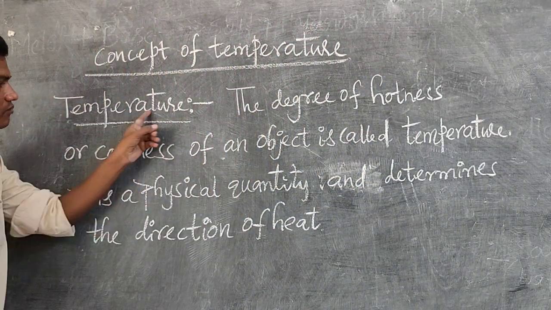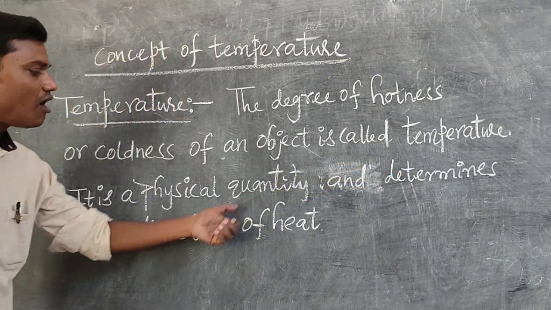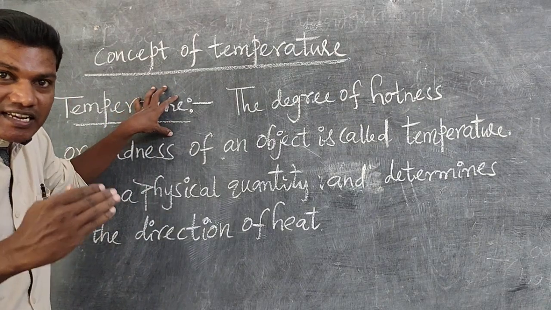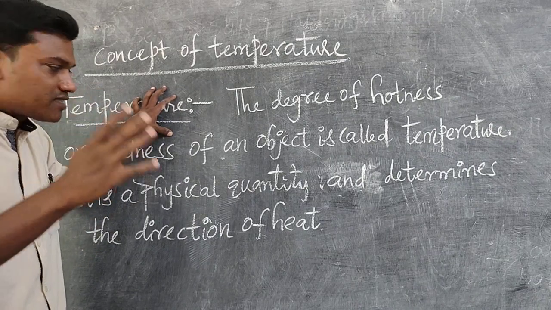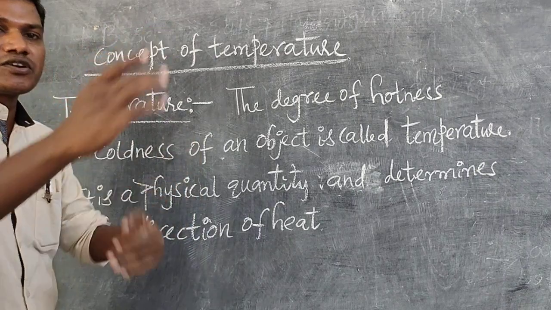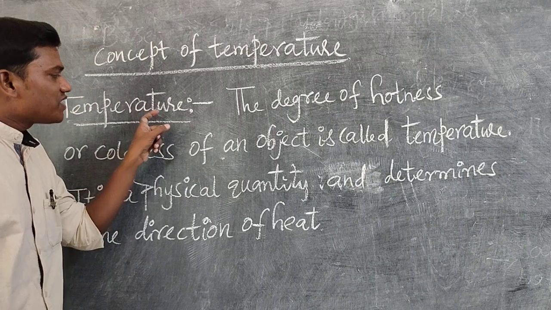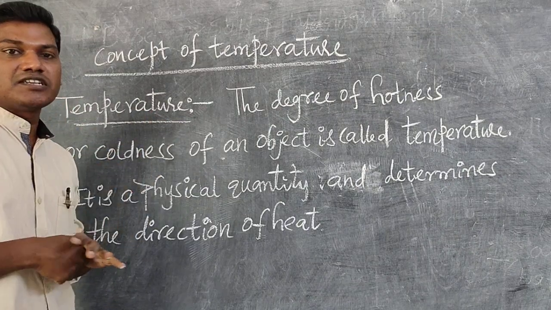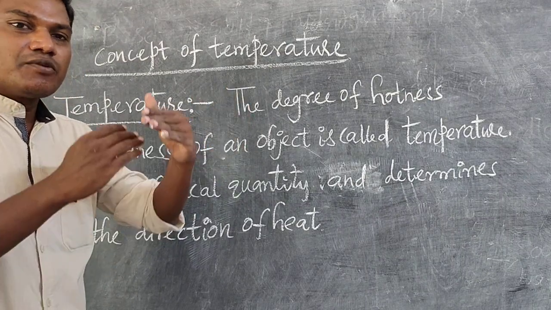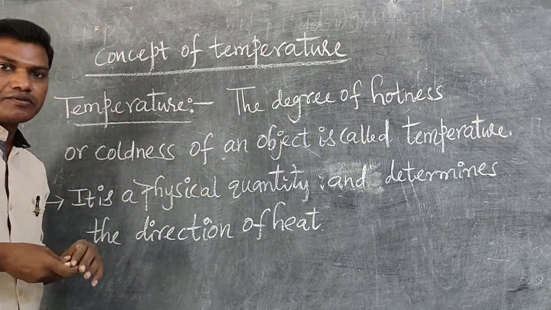Temperature is one of the physical quantities and it determines the direction of heat. Means with the help of temperature only we can easily understand how heat is transferred from a body at higher temperature to a body at lower temperature. But for temperature, one more definition is also there, based on the kinetic theory of gas or kinetic matter concept. That we discuss later in this video.